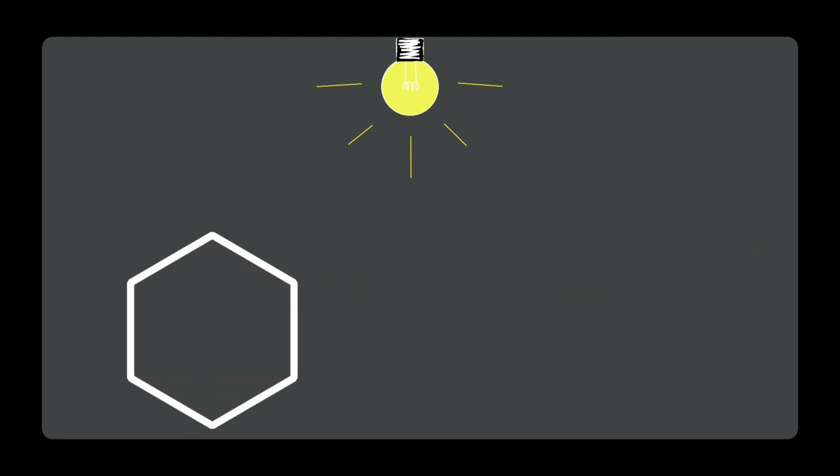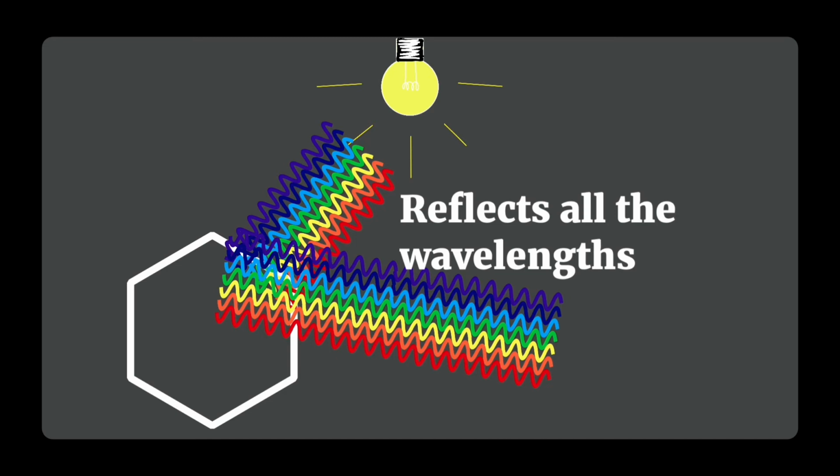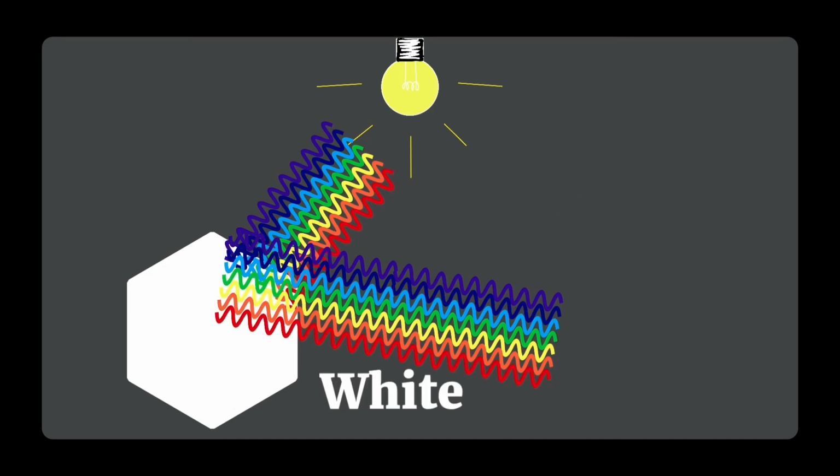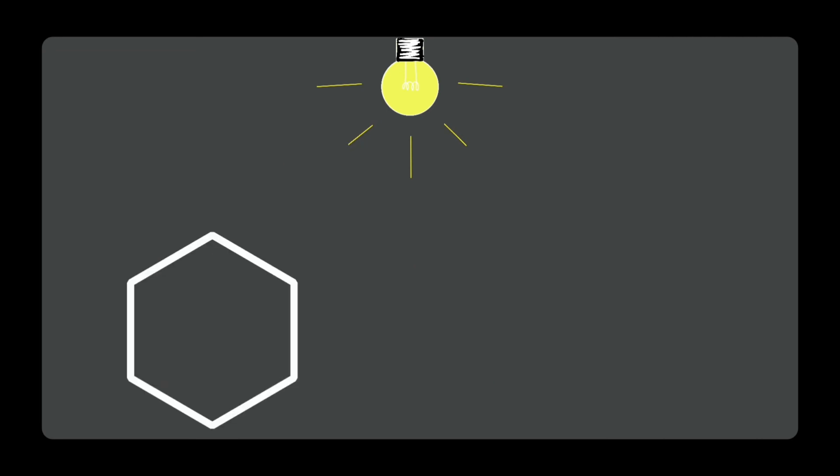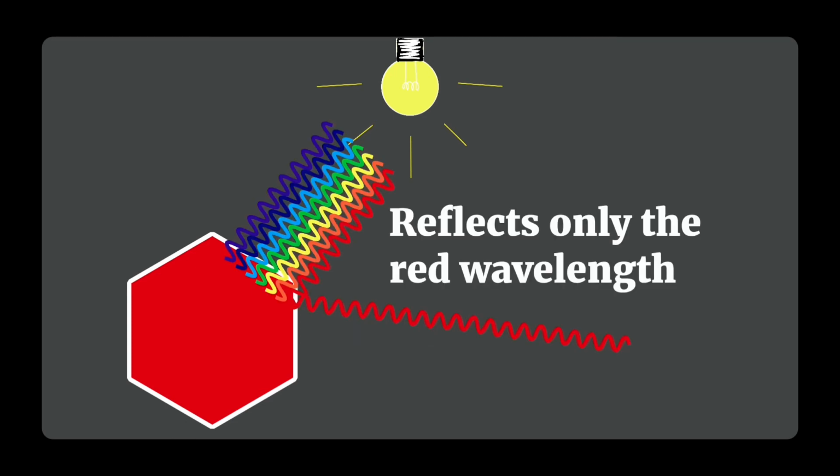And if a surface reflects all the wavelengths it receives, the object appears white because all the wavelengths have entered into our eyes. But when an object appears to have color, like red, its surface is actually reflecting only the red wavelength while absorbing the remaining 6 wavelengths.